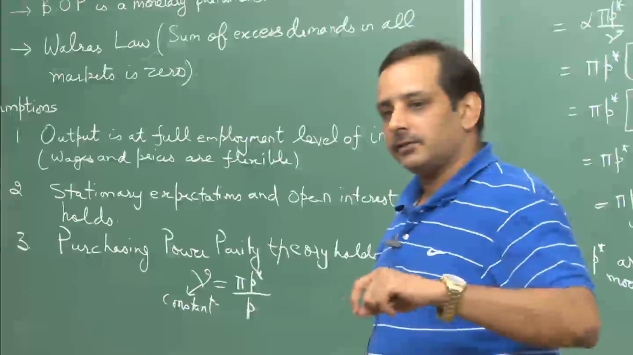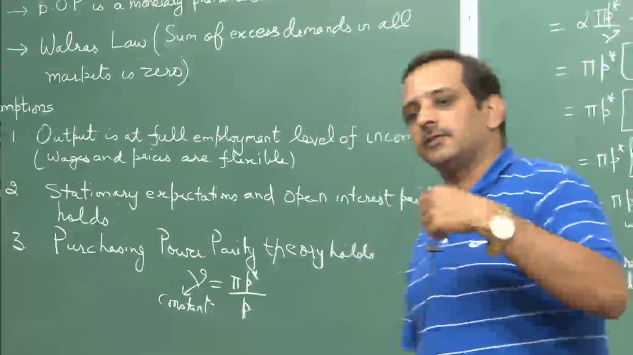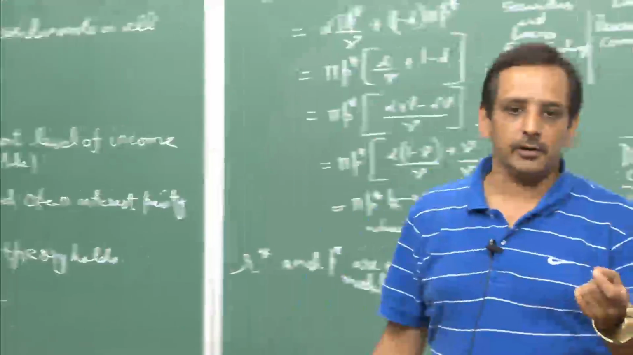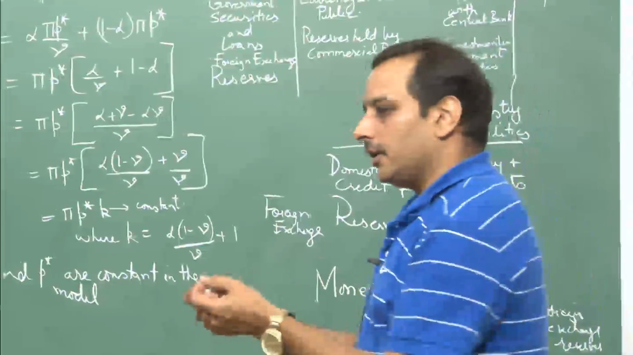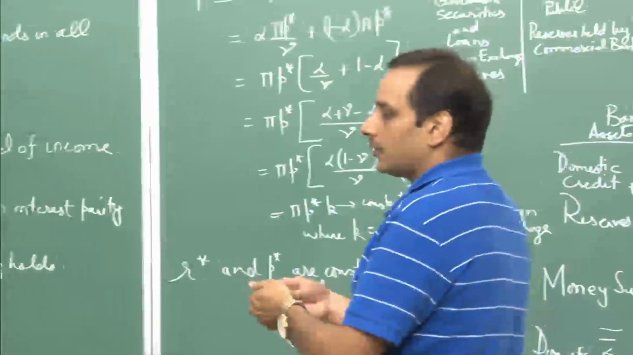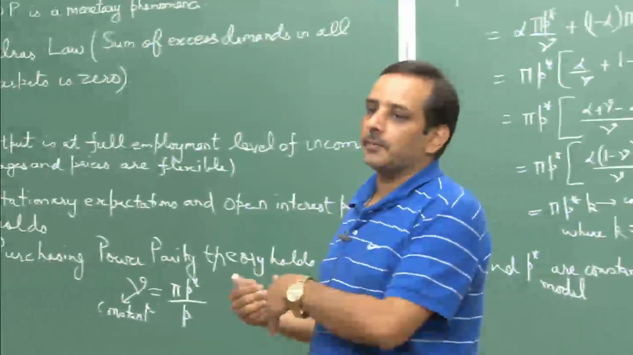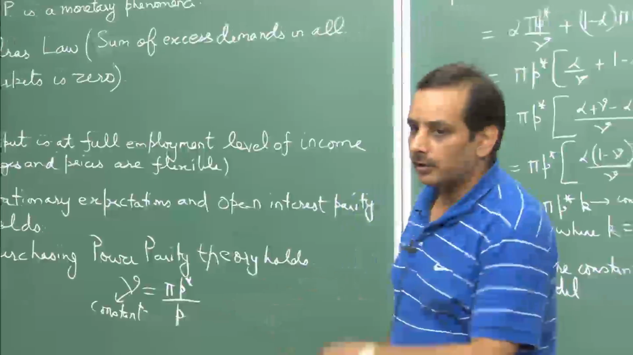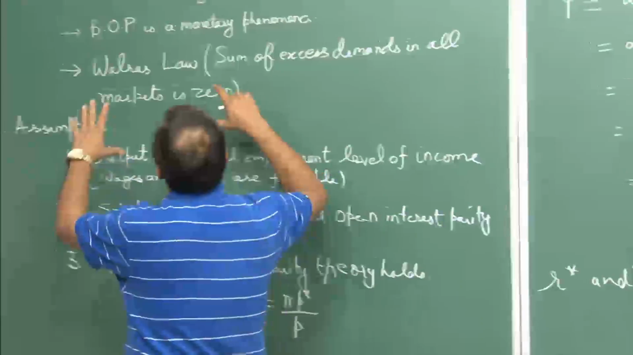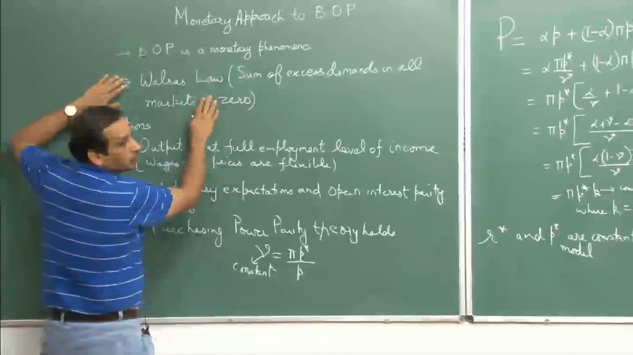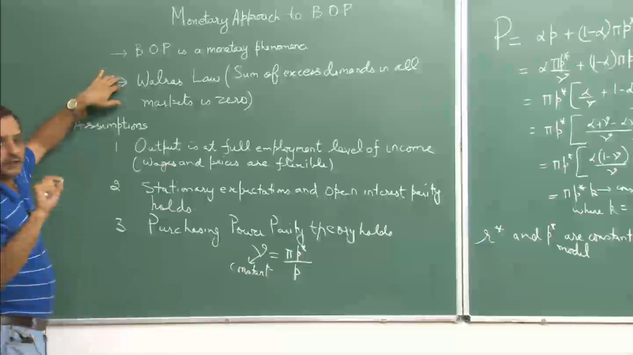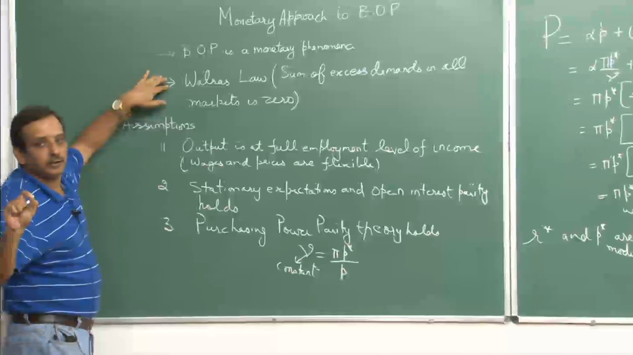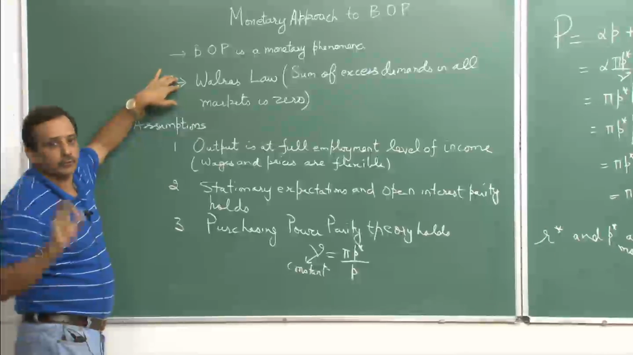If there is excess supply of goods and securities, that means if there is a balance of payment surplus, it is equivalent to saying that there is an excess demand for money in the money market. The reason is that this monetary approach uses the Walras law, which says that the sum of excess demand in all the markets should sum to 0.